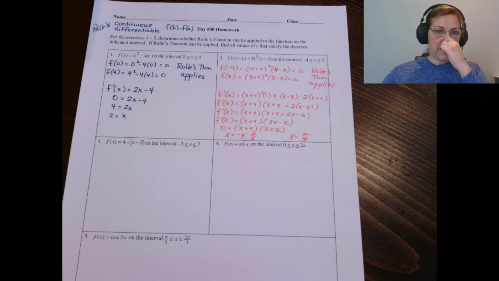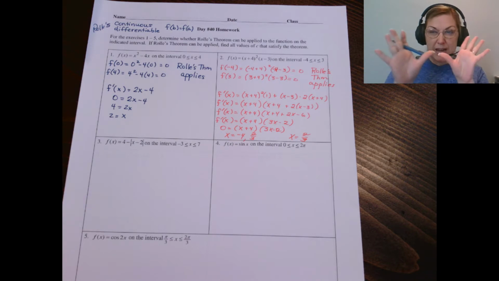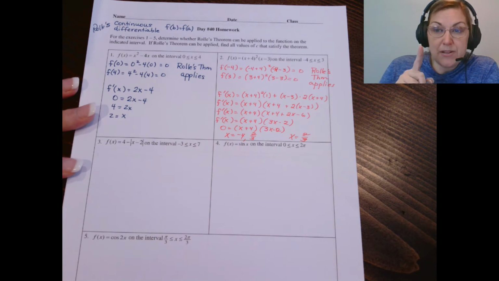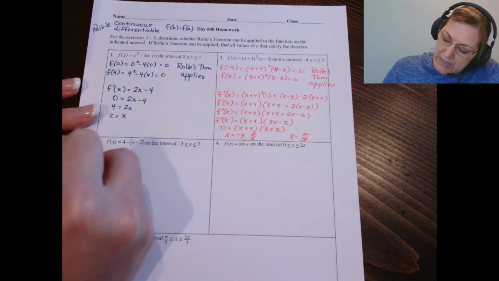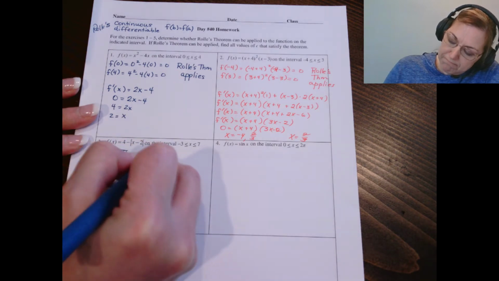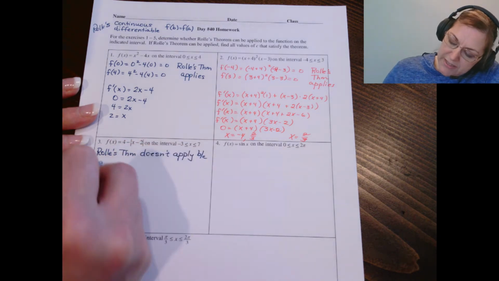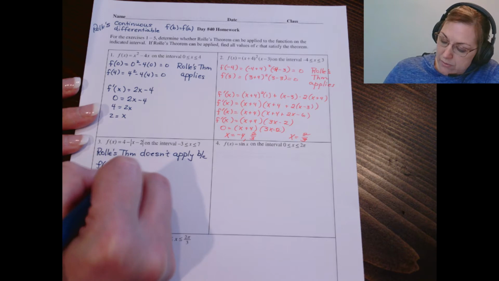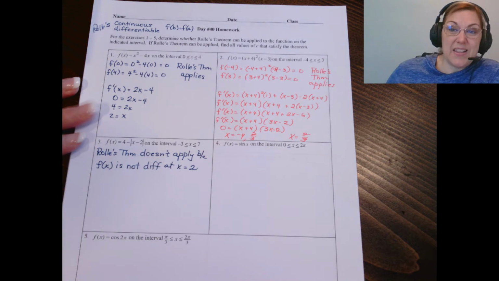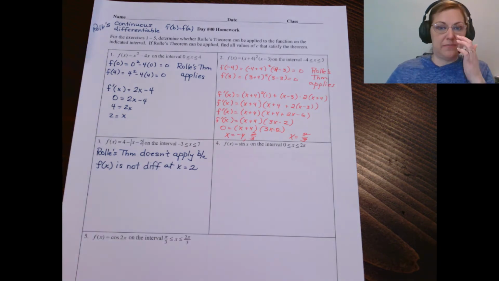Okay, look at number 3. I don't have a problem with the continuous. Think about this as going to be an absolute value graph just turned upside down. But we know with absolute value, we have a problem with being differentiable. So here, Rolle's theorem doesn't apply, because f of x is not differentiable at x equals 2. And that's because we have that corner there, right? We have that corner of that absolute value graph.